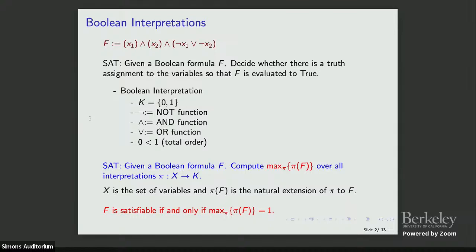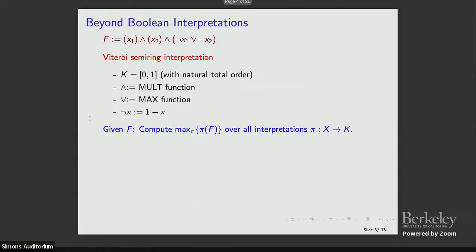In this formulation, of course, f is satisfiable if and only if the max over all interpretations pi f is 1. Nothing new was added here, but a good thing about viewing SAT in this form is that you can now think about other interpretations. In particular, here is one well-known semiring called the Viterbi semiring.